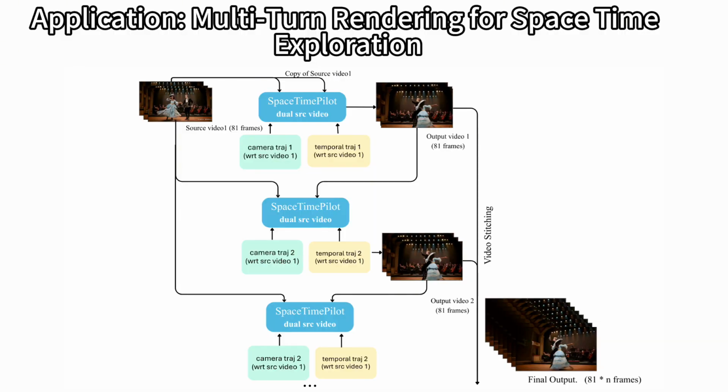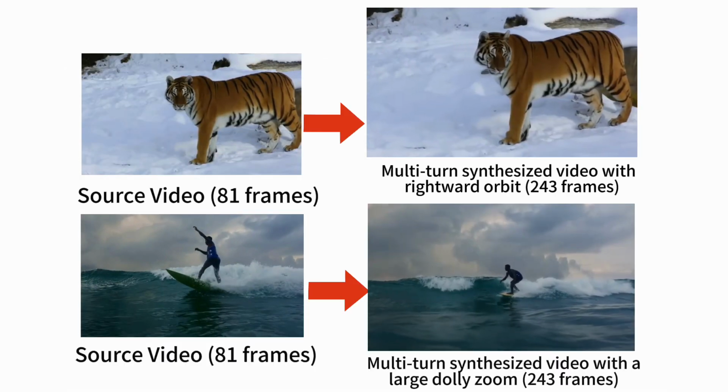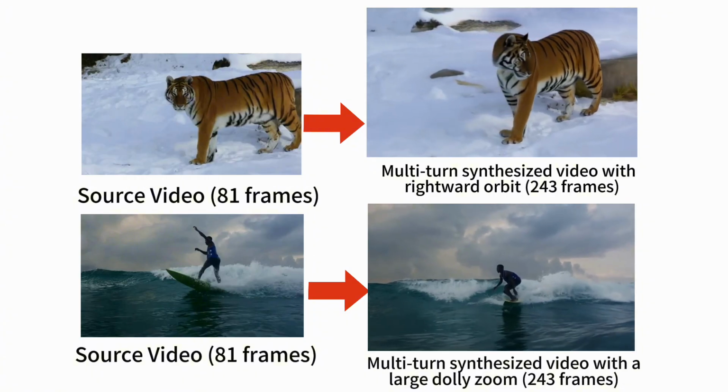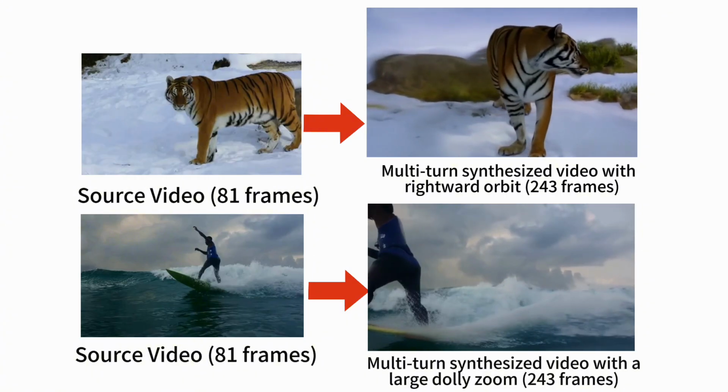Moreover, to unlock the limits of generating only 81 frames, we trained a simple multi-turn model where two videos are used as conditions. We can iteratively provide different temporal and camera trajectories, allowing the model to connect them seamlessly. With this, we can achieve effects such as large-scale viewpoint changes by splitting the task into multiple sections, where each section handles only part of the temporal range.